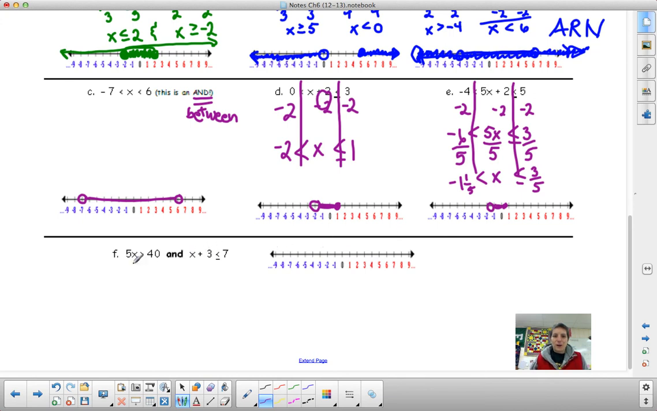All right, so you have problem F, which goes back to the things we talked about yesterday. Let's take a look at it. Divide by 5. So we get x is greater than 8. The word is and, which remember is a union. X is less than or equal to 4.